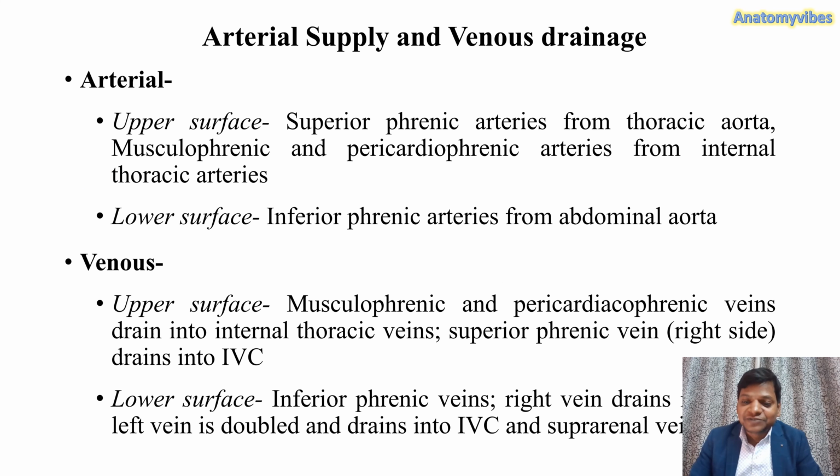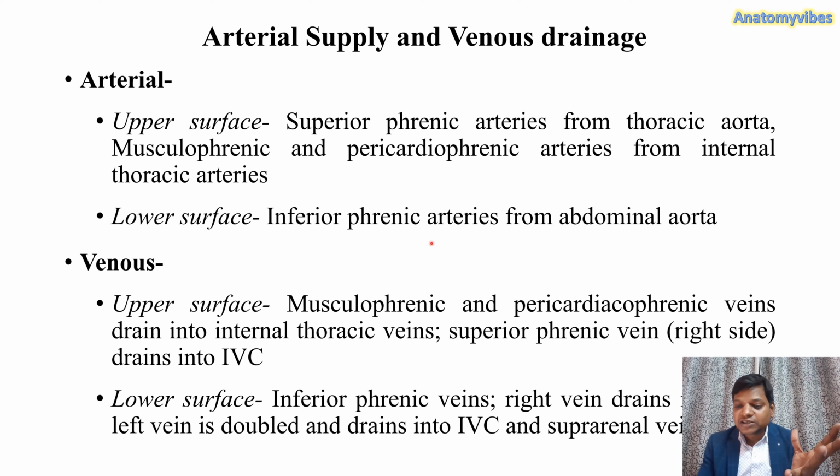Arterial supply and venous drainage. So lot of things are there, but you don't have to remember everything, and it is very simple to remember. Anything named as phrenic, any artery will supply the diaphragm. So you can name as superior phrenic, above the diaphragm will supply the diaphragm. Inferior phrenic, below the diaphragm will supply the lower surface of the diaphragm.